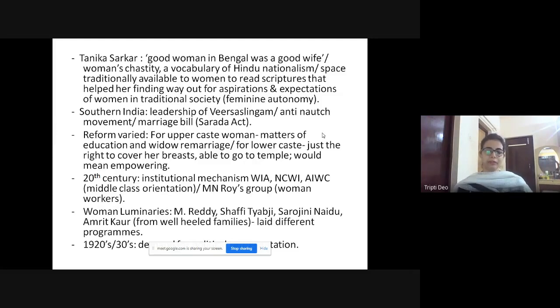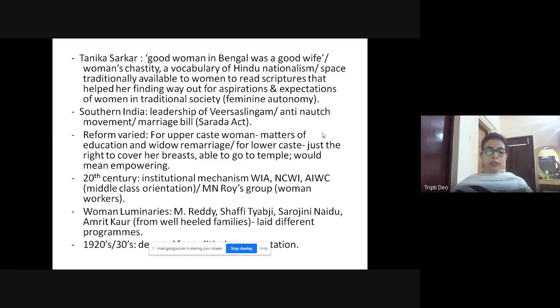That is empowering for the 20th century institutional mechanisms. There were certain institutions that were formed: WIA, the National Commission of Women, Indian Women, NCWI, AIWC. These were all organizations and institutions that were formed in the 20th century. And by and large, they had middle class orientation. Apart from this, M.N. Roy was instrumental in fighting and talking about rights of women workers.